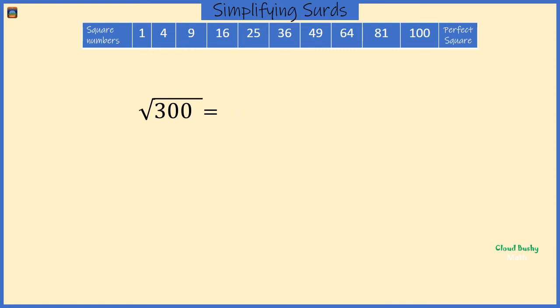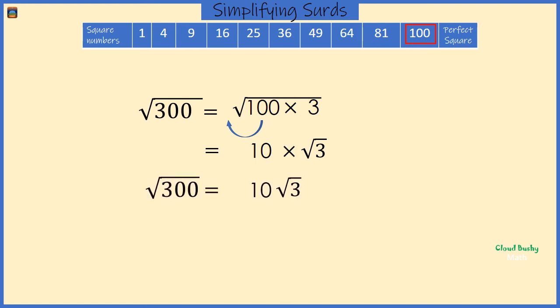Now, the square root of 300 is equal to the square root of 100 times 3. The square root of 100 is 10. This will go outside. Inside the square root sign remains 3. The square root of 3 is not a whole number, so 3 remains under the square root sign. So the square root of 300 is equal to 10 times root 3. That is 10 root 3.